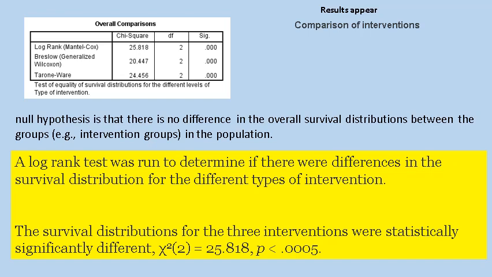Understood? So why are we presenting only the log-rank test? Because log-rank, Breslow and Tarone-Ware all three show significance. So we need to present only the log-rank result. If the three show different results, then we need to present all three results separately.